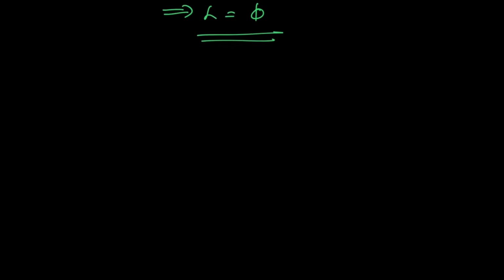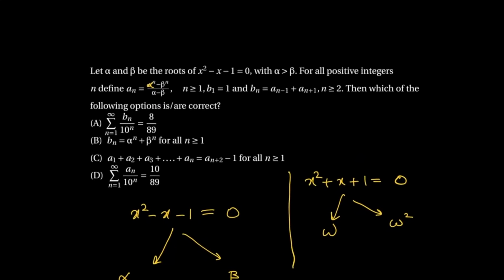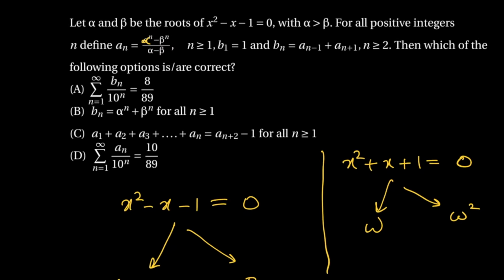Now, coming to this question, in the question, there are two places where a linear combination of alpha raised to n and beta raised to n is taken. Here you are forming a sequence by taking a linear combination of alpha power n and beta power n. Also, in one of the options, there is another sequence given as a linear combination of alpha power n and beta power n. Now, let's look at the relevance of this linear combination of alpha power n and beta power n.